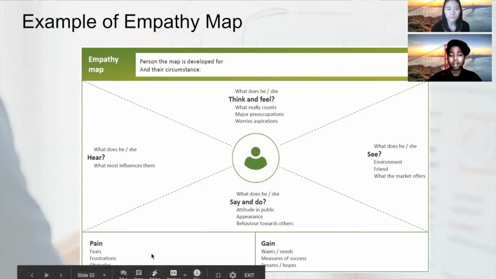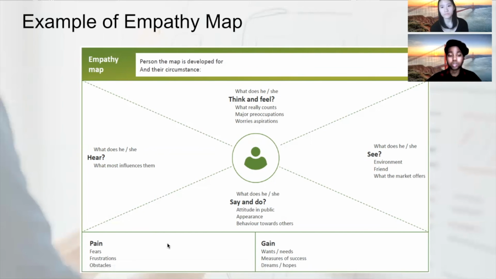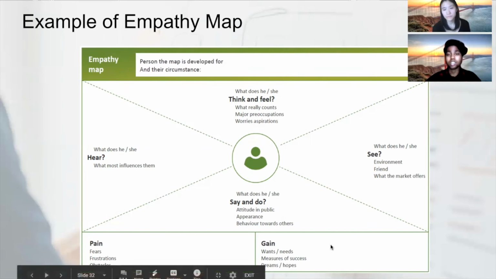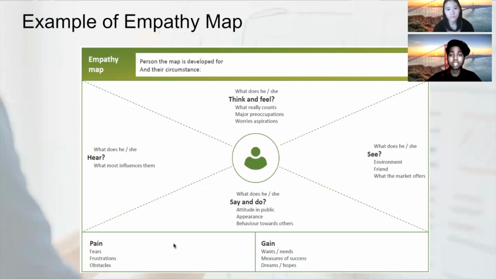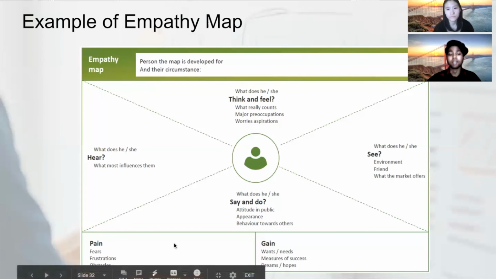And here, if you look at the bottom two rows, it has pain and gain. Pain is what they actually face, and gain is what they actually like. So we're mostly going to focus on pain because that's where the actual problem is, and then we have to find a solution based on that.